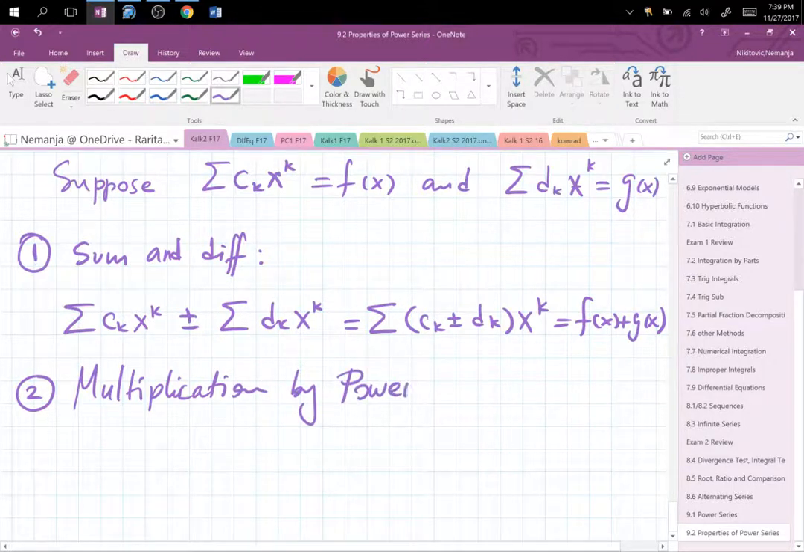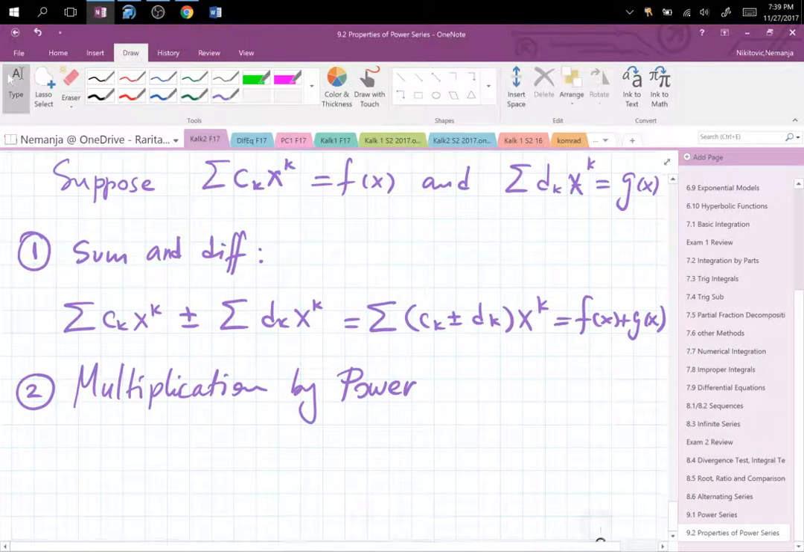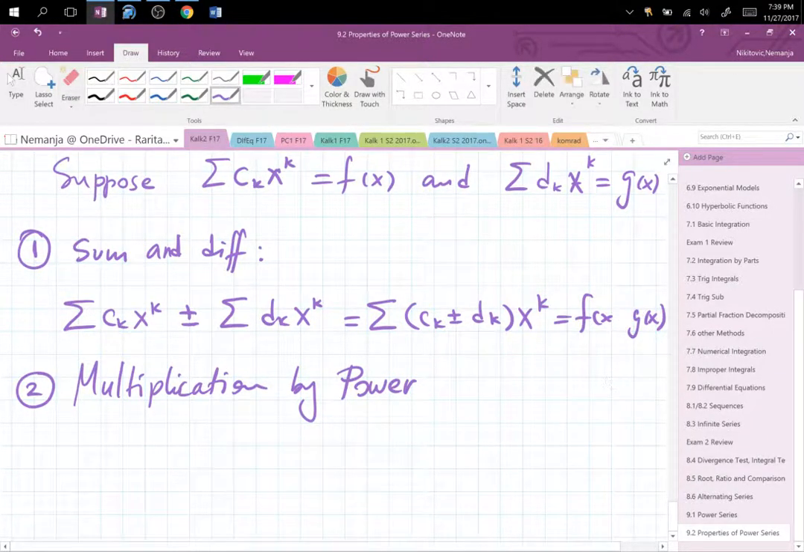Is it f(x) plus or minus g(x)? Yes, minus. Plus or minus. It has to be plus or minus everywhere because it preserves the sign.